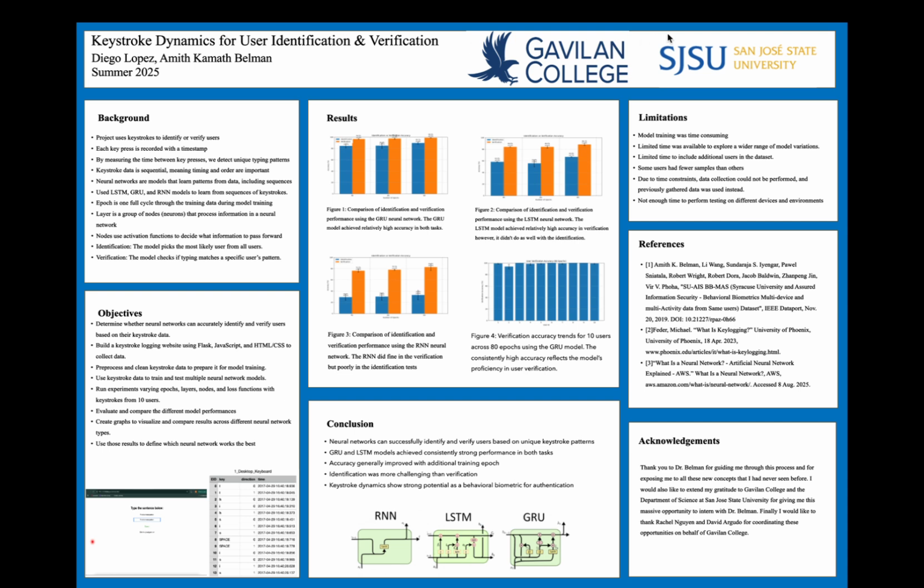In conclusion, from my experiments, neural networks were able to successfully identify and verify users based on unique keystroke patterns. The GRU and the LSTM models gave the strongest results, especially for verification, and accuracy generally improved with more training epochs. I actually forgot to mention that. So the first of the three bars is for 40 epochs, then it goes to 60, and then it goes to 80 for all three graphs. So that's why you generally see the bars being the highest on the third set of bars.